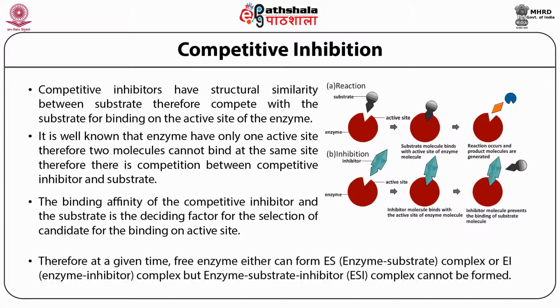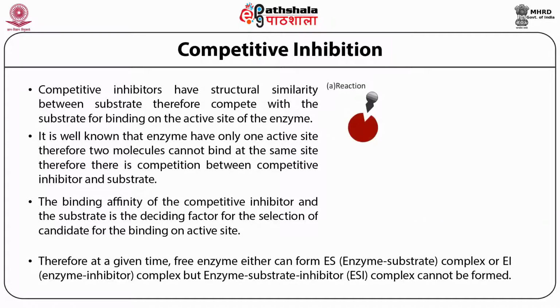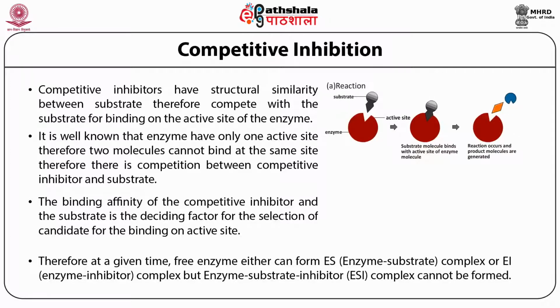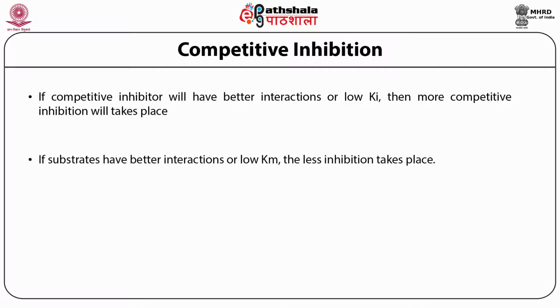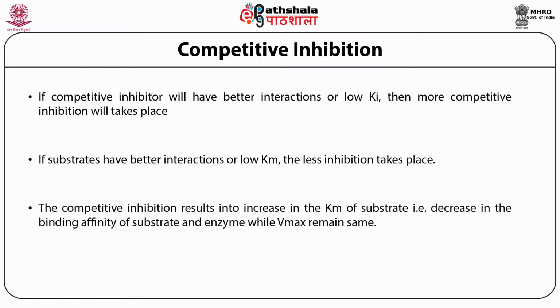Therefore, at a given time, free enzyme can either form an ES complex with the substrate or produce an EI complex with the inhibitor, but we will never have formation of a ternary complex like an ESI complex. If the competitive inhibitor has better interaction or low Ki, then more competitive inhibition takes place, while if the substrate has better interaction or low Km, then less inhibition takes place. Competitive inhibition results in an increase in the Km of the substrate.